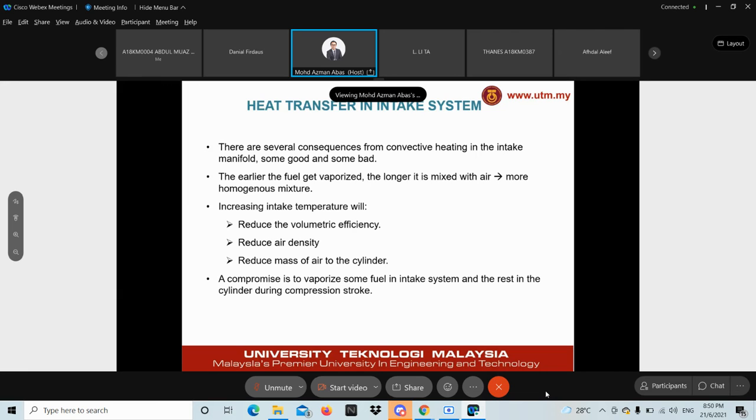What it means is to have a slightly warm temperature, just sufficient to assist the vaporization. But if it's too hot, then it will affect the volumetric efficiency. It will reduce the air density and also reduce the mass of air to the cylinder. But in the case where the air temperature is too cold, the vaporization will not be efficient.